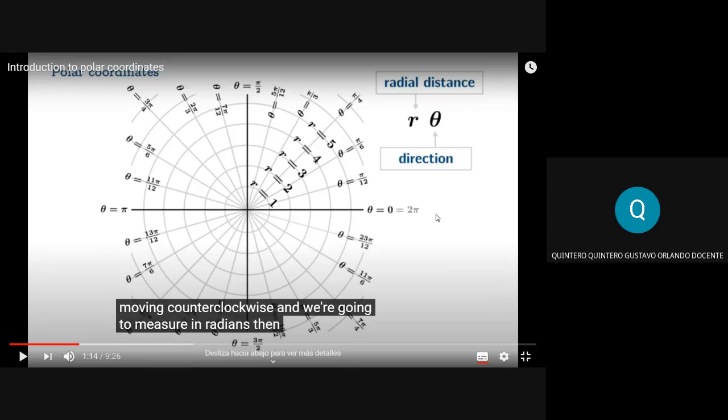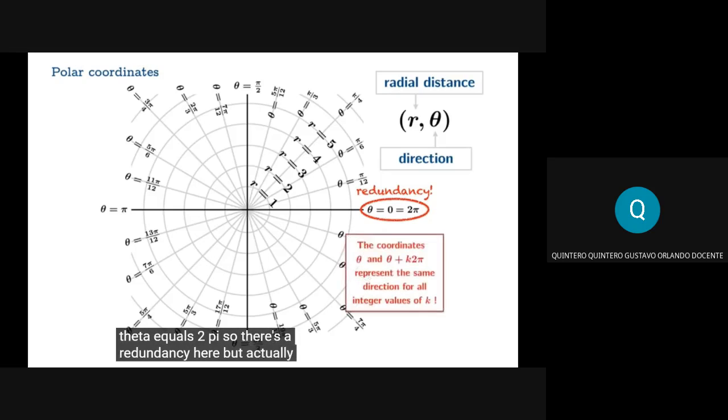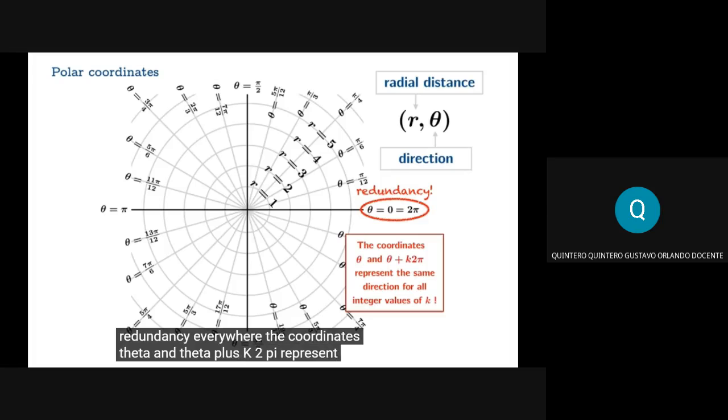Let's continue. Now we'll notice that the positive x-axis could be described either as theta equals 0 or as theta equals 2 pi. So there's a redundancy here, but actually there's a redundancy everywhere. The coordinates theta and theta plus k times 2 pi represent the same direction for all integer values of k.